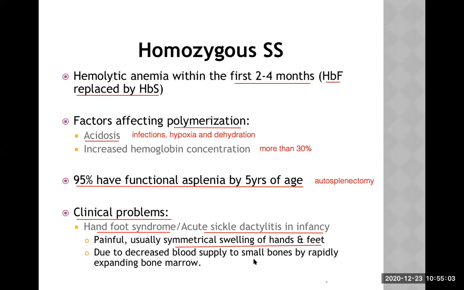This happens due to decreased blood supply to small bones and by rapidly expanding bone marrow. So this is the mechanism of this problem. Why is there decreased blood supply? We all know, because of the blockage of those small capillaries by polymerized, deformed RBCs. They lose their flexibility, so they can block those small capillaries. To compensate for that, remember this is a hemolytic type of anemia, so the bone marrow is overfunctioning and there is an expansion of the bone marrow. All of these mechanisms cause painful symmetrical swelling of hands and feet.